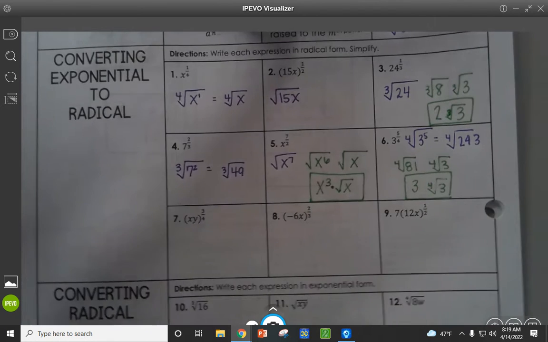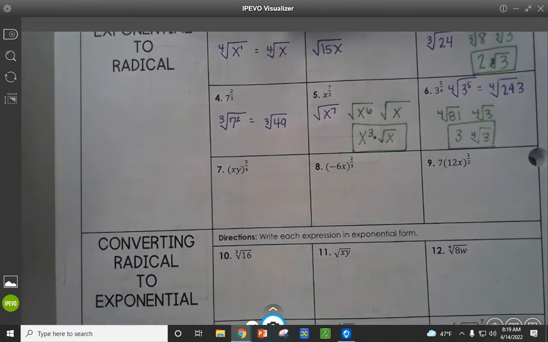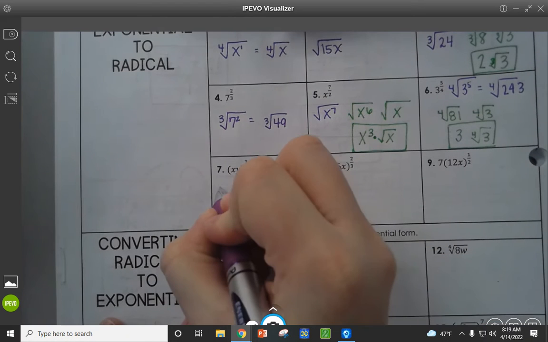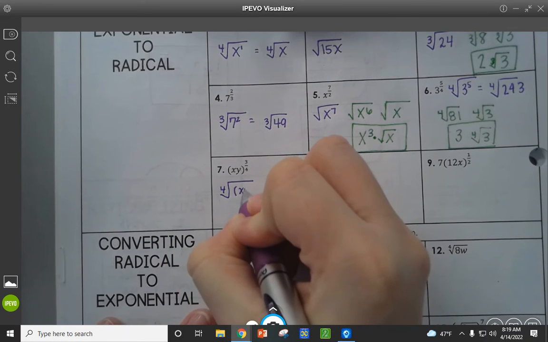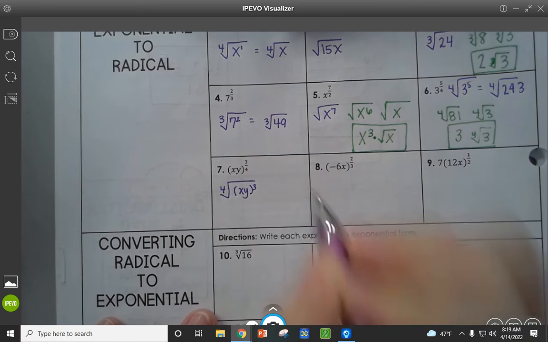All right, number 7. We have the fourth root of xy to the 3rd power.